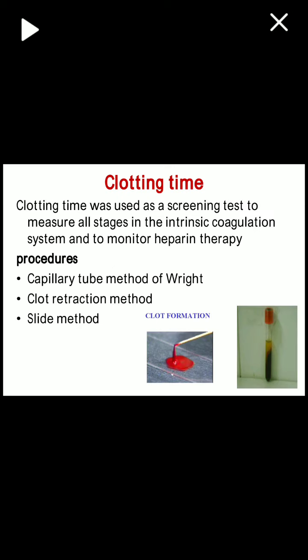So next is clotting time. Clotting time is nothing but formation of clot, that is a secondary hemostatic plug. So clotting time was used as a screening test to measure all stages in the intrinsic coagulation system and to monitor heparin therapy. Heparin is an anticoagulant drug which will stop the formation of clot in certain disorders like stroke or MIs. So for the procedure for clotting time, again we have three methods. One is called the capillary tube method, second is called the clot retraction method, the third one is called the slide method.